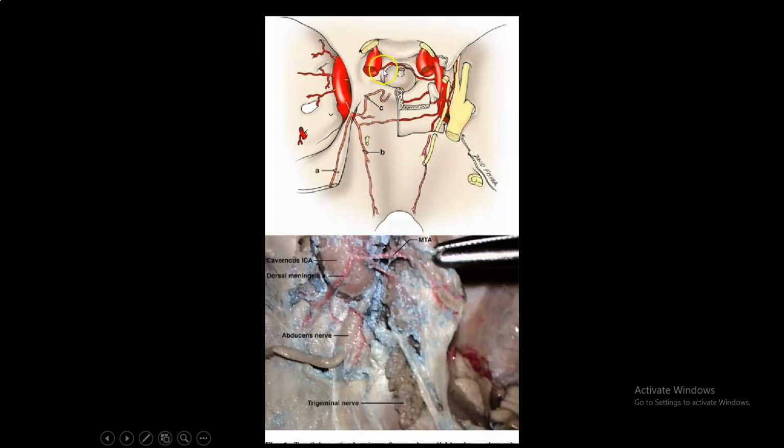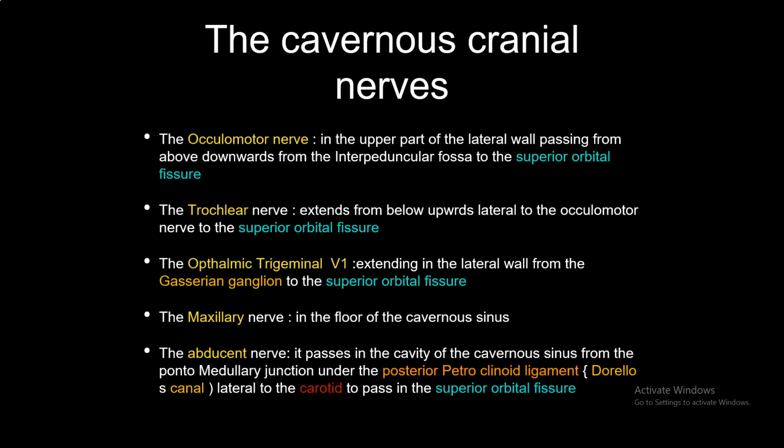And you see here the superior hypophyseal artery arises from the carotid immediately after it leaves the distal ring. It is the only medial branch of the internal carotid. Cavernous cranial nerves, we talk about the oculomotor nerve. As we said before, present in the upper part of the lateral wall, passing from above downwards. So the interpeduncular fossa is at a higher level than the cavernous sinus, going to the superior orbital fissure, and the trochlear nerve extends from below upwards.